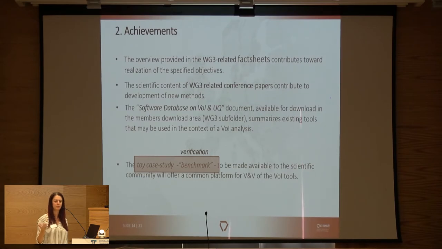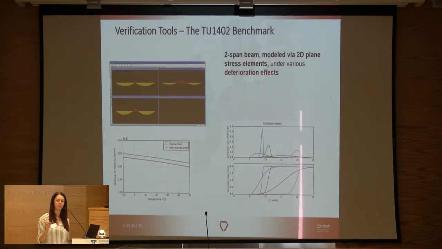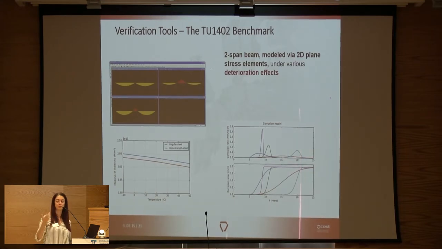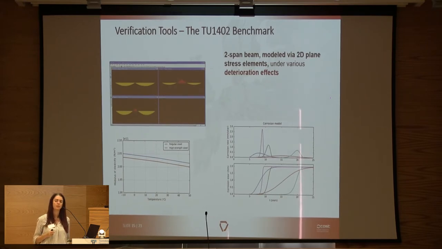So for this reason, we established what we call the benchmark of the action, a tool for verification, which is nothing more than a simple example. It is a structural system for which we provide a modeler. So we provide a tool online which can do the simulation. It's a two-span beam, essentially, which is simulated under bending using plane elements, and for which we have included scenarios of different deterioration effects. The purpose of this benchmark is to use it as a simulation of a scenario that you would like to enforce the value of information concepts and tools on.